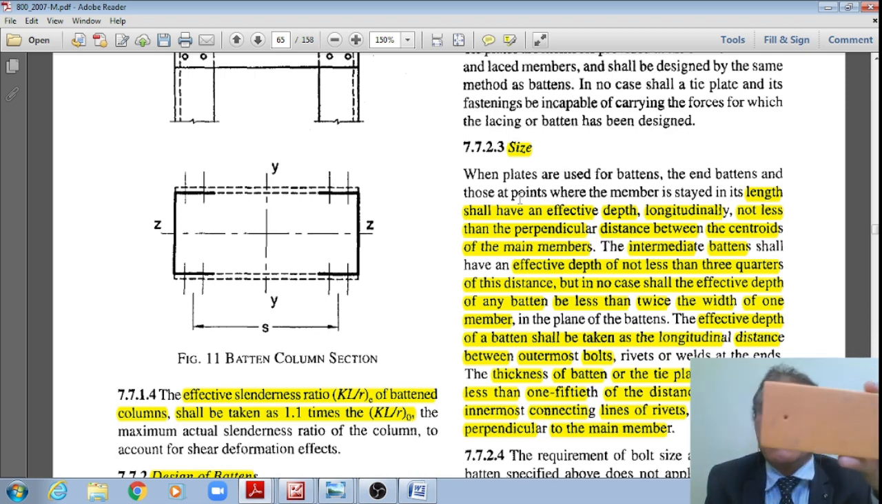Also, intermediate battens shall have an effective depth not less than 3/4 of this distance, but in no case shall the effective depth of any batten be less than twice the width of one member, this width, in the plane of the batten. That we'll see during the designs. However, the effective depth of the batten shall be taken as the longitudinal distance between the outermost rivets.